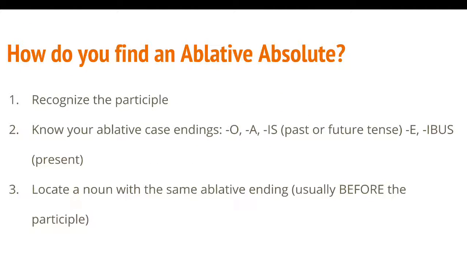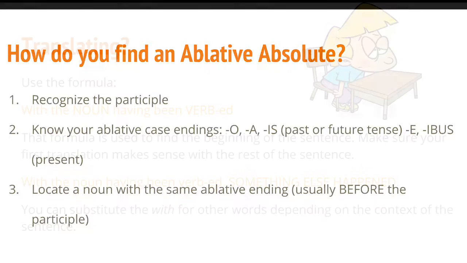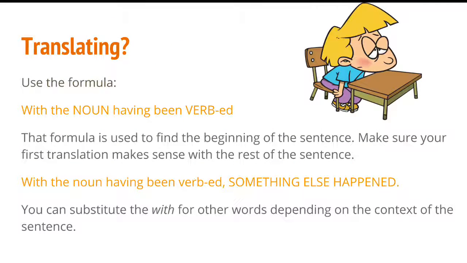How do you find an ablative absolute? Well, the first step is to recognize the participle. The second step is to know your ablative case endings, which are O, A, and IS for the past or future tense. E and IBUS are present tense endings. The third step is to locate a noun with the same ablative endings, which are usually located before the participle in the sentence.